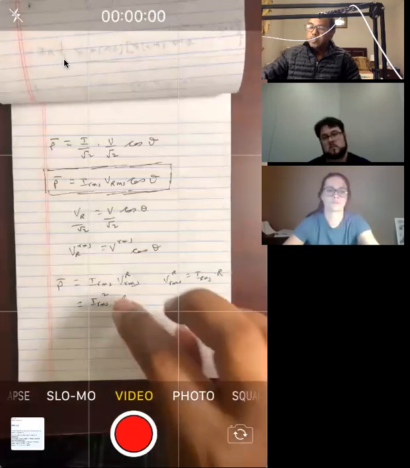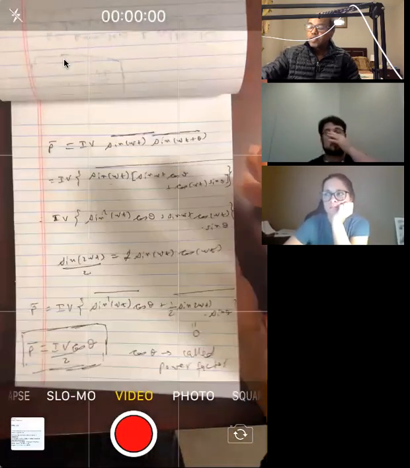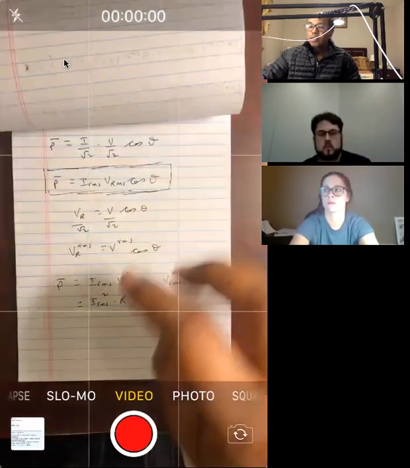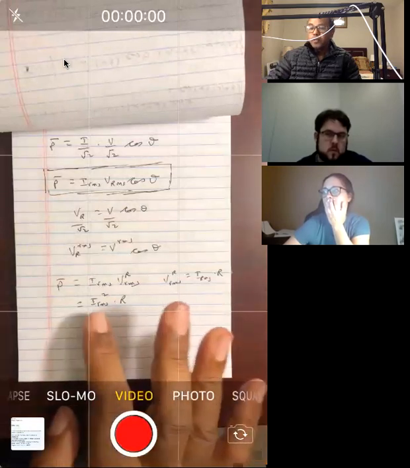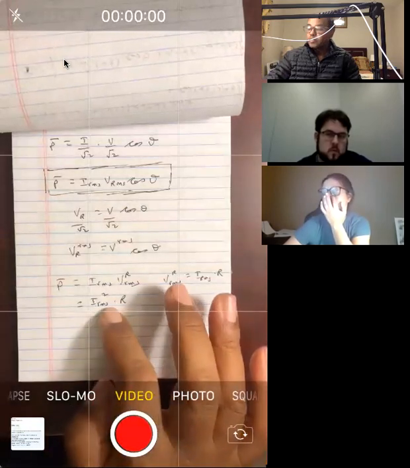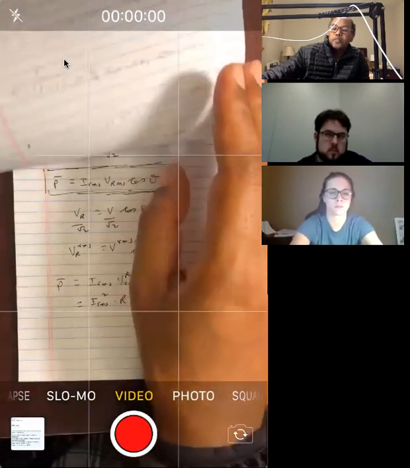But why does it depend only on the resistance? Why do you think it doesn't depend on the inductance and capacitance? Basically, we're saying the power that you get from the resistor is basically the power you get. So how much power do you get from an inductor or capacitor?